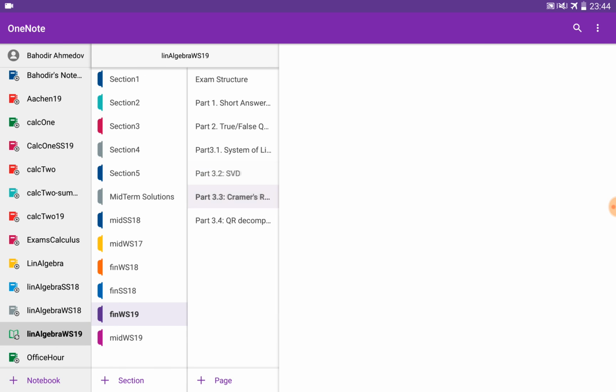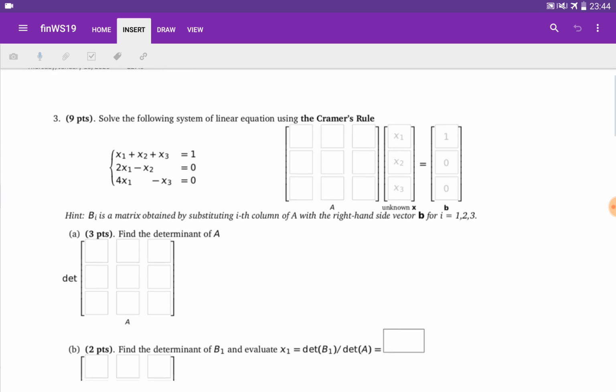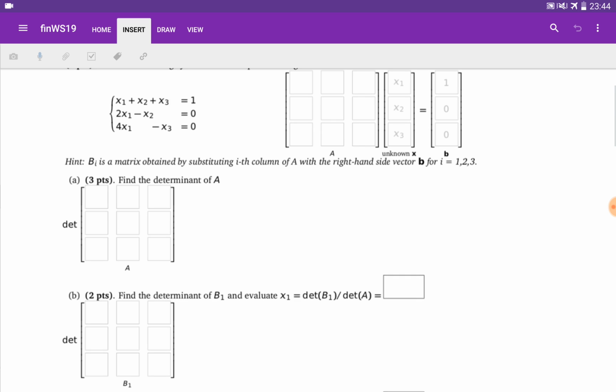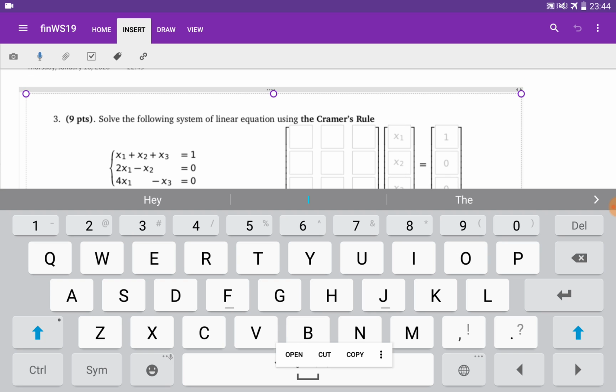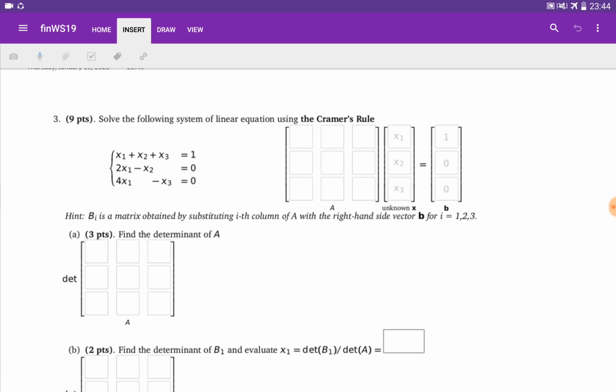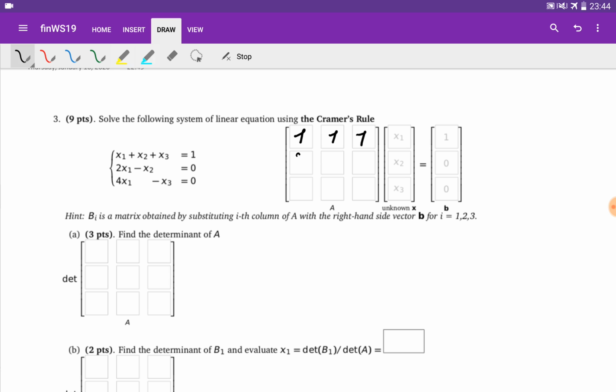Let's consider the problem from the third part of the section. So we need to solve the system of linear equations using Cramer's rule. In order to do this, we need to be able to find the determinants very well. First of all, we're going to create a coefficient matrix. It is going to be 1, 1, 1, 2, minus 1, 0, 4, 0, minus 1. So first of all, we need to find the determinant of A, which is going to be 1, 1, 1, 2, minus 1, 0, 4, 0, minus 1.